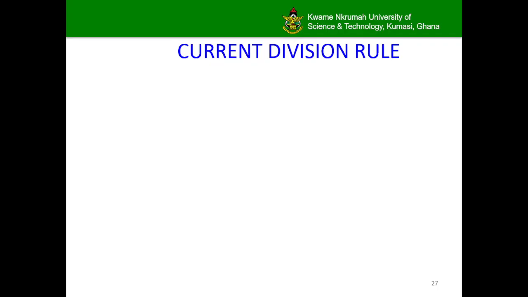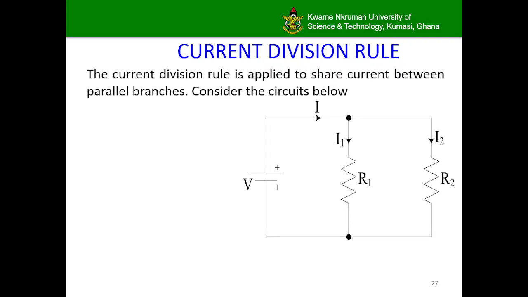In this video, we are going to be looking at the current division rule and voltage drop. As we said in our previous videos, when current gets to a junction or a node, it splits. How is this splitting done? That is what we are going to look at. Let's look at this circuit on our screen.